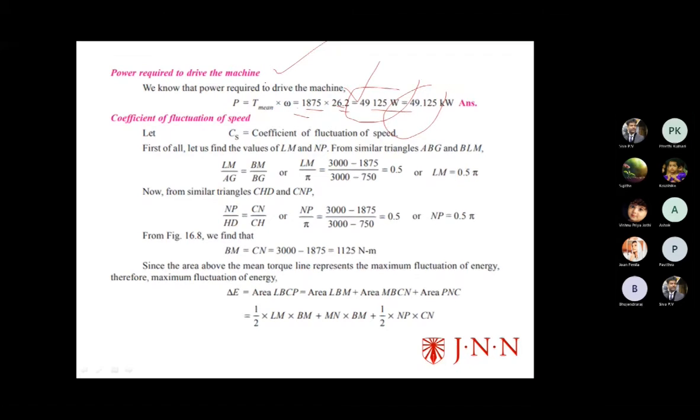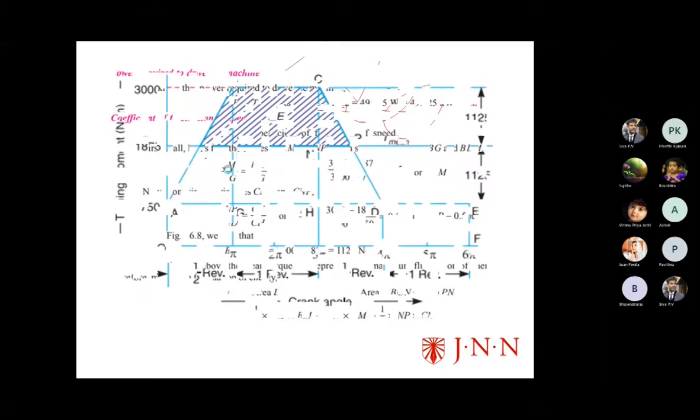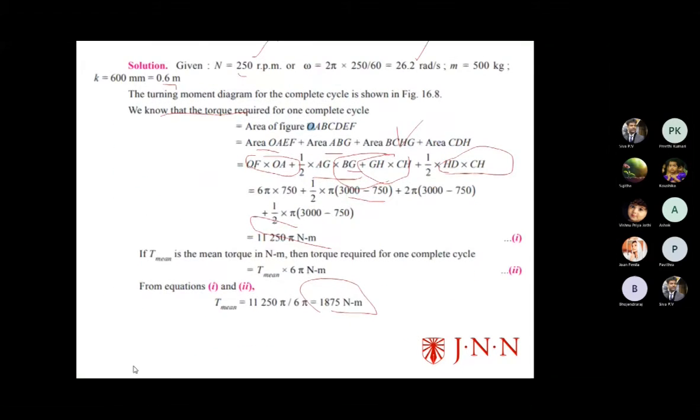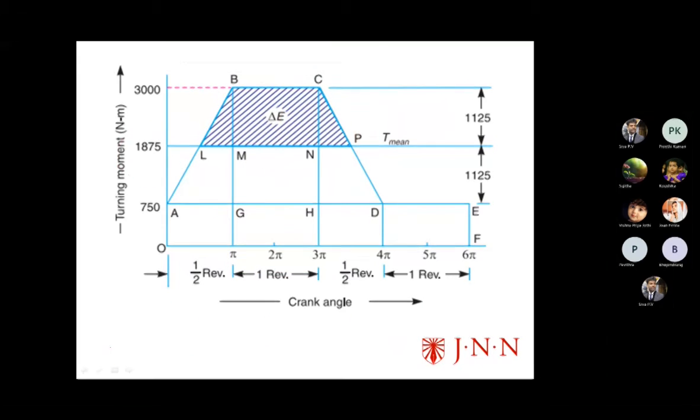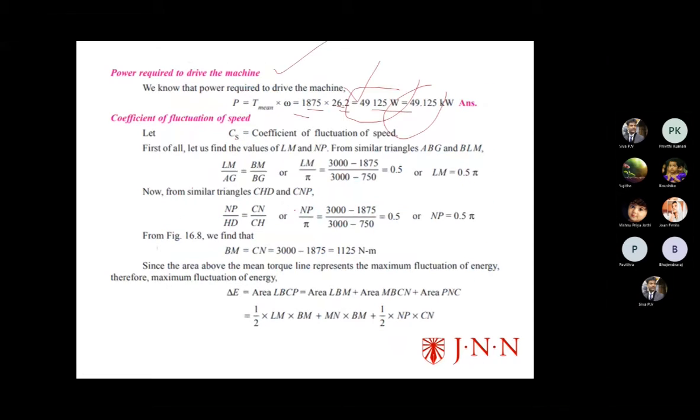So now the coefficient of fluctuation of speed C is equal to, it's a similar triangular. In the similar triangular ABH and BLM, LM divided by AG is the same distance, right? It is similar, so LM divided by AG is equal to BM divided by BG. Now, the value of LM and AG.